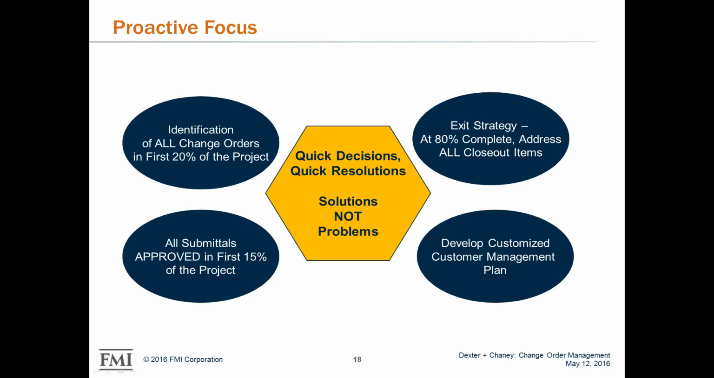So what we want here is quick decisions and quick resolutions. We want folks to give us solutions to things outstanding and not just call you up and give you problems. And if you enable your people, and you put all the right processes in place to handle these four things, your team will be able to give you solutions instead of problems.